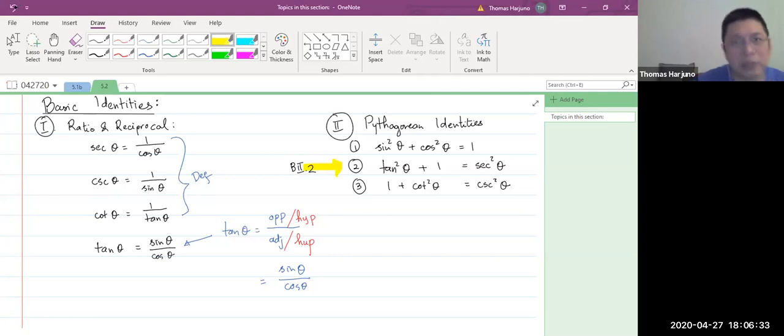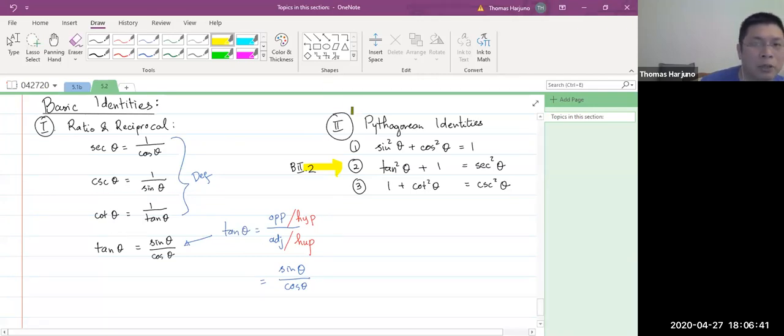But you will see the reason I put the numbering and require you to memorize in that order, it has something to do with the fact that, for example, B22 here, that formula is actually coming from B21. Okay, and B23 is actually coming from B21 also. Okay, it also has something to do with the proving. Now let's do the proving. Proof.